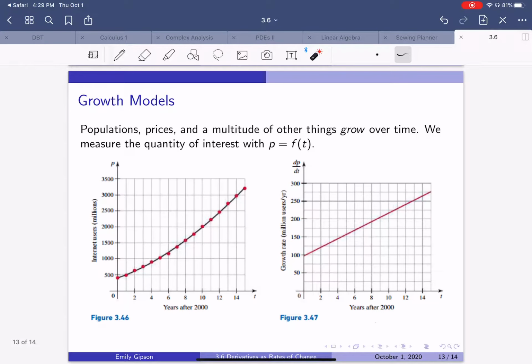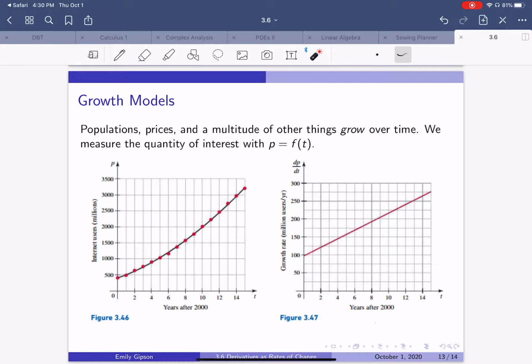So moving on. Next, we've got growth models. So populations, prices, and many other things grow over time, and we measure the quantity of interest, whatever's growing, with P equals f of t. We typically use P because P means population, and a lot of the times we're talking about the population of maybe bats in a forest or, I don't know, snails, wherever snails live. But this figure is pulled from your textbook, and it's actually about internet growth. So P represents the number of people who are using the internet between 2000 and 2015.